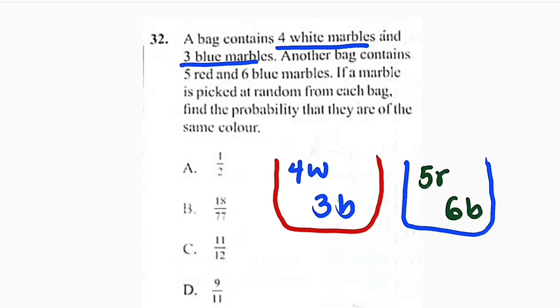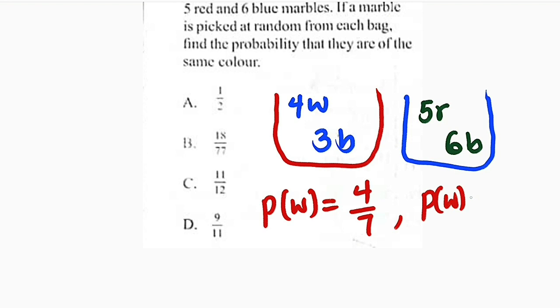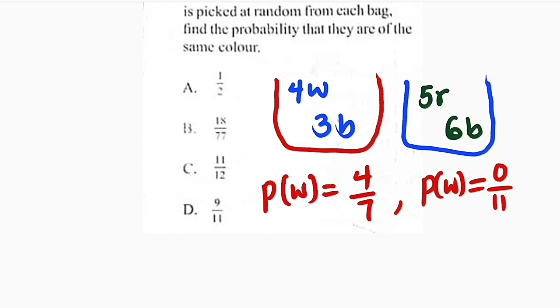So now let us find the probability separately, then we pick those that are the same, right? From the first bag, if we want to find the probability of picking white, probability of white is equal to 4 divided by the total, so we have 4 over 7. But do we have any probability of picking a white here? Probability of white? No. So this is 0 out of 11, the total number of marbles. Then again, we can choose blue.